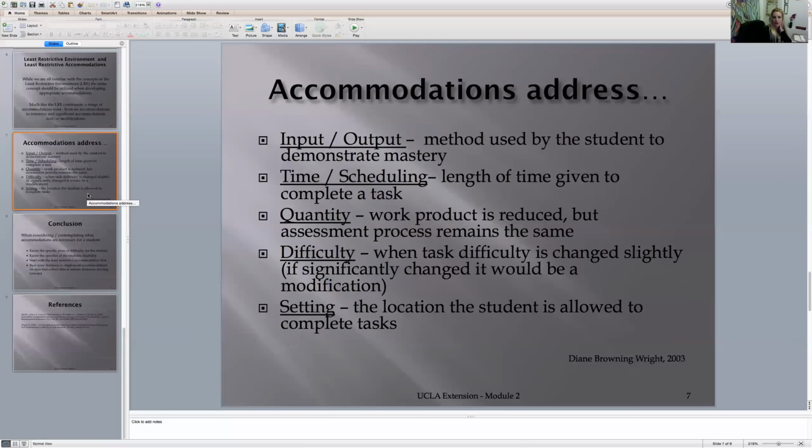So what are some of the things that accommodations address? First of all, input and output. This is a method that is used by the student to demonstrate mastery. So we can accommodate students by, for example, using multiple or a variety of instructional modalities. How we present material can be considered an accommodation. As a result, how students can demonstrate that they've mastered the material, that too can be accommodated for. So for example, giving students options in which they show you how they understand the material is kind of nice.